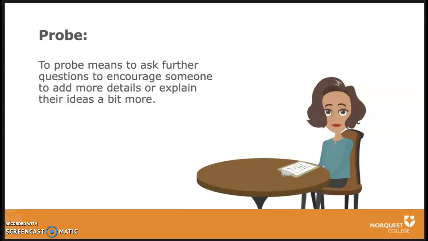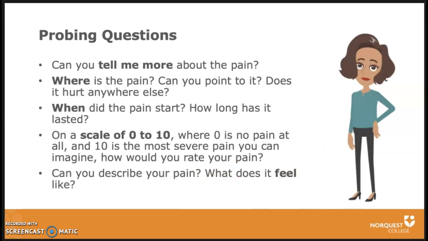Probe. To probe means to ask further questions to encourage someone to add more details or explain their ideas a bit more. Imagine you asked a patient if they were experiencing any pain, and they said yes, they were in a lot of pain. What else could you ask? What else would you need to know so that you could document their pain adequately?